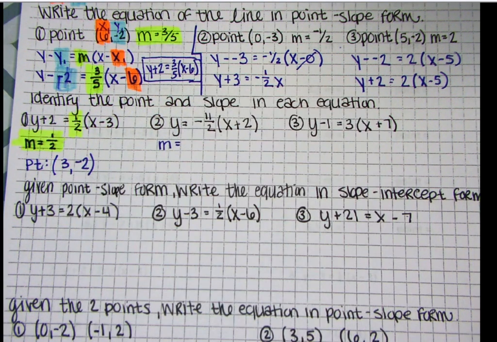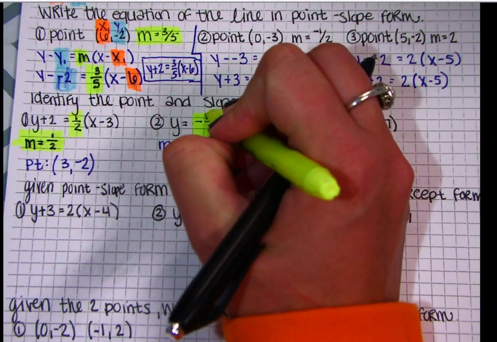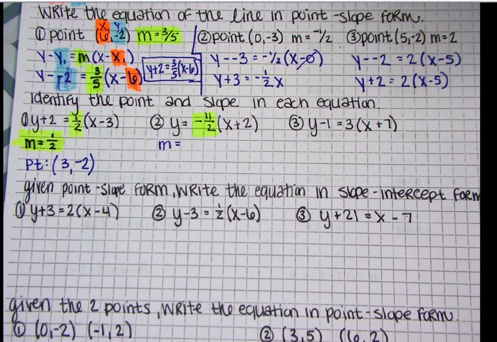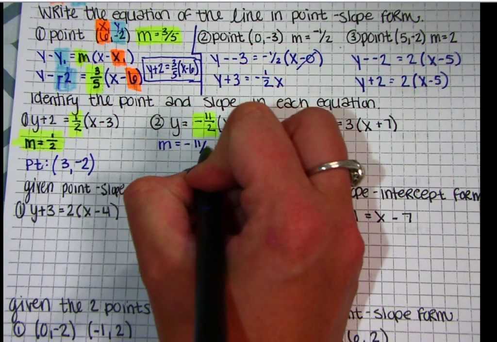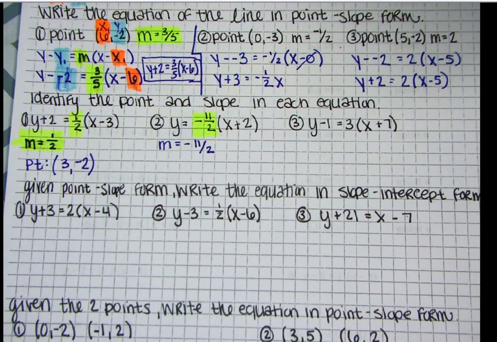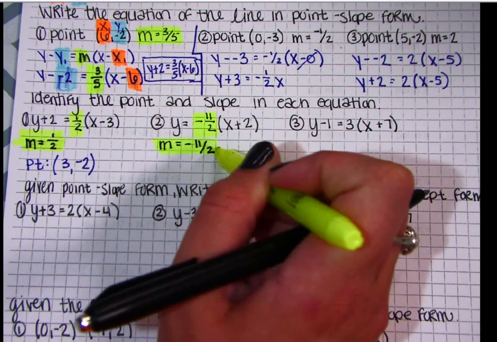What's our slope? Yes, -11/2. So slope is going to look the exact same. We're not going to change our slope value. It's going to look exactly the same. So -11/2. Whatever the slope looks like, it's going to stay that way. It's not going to change.